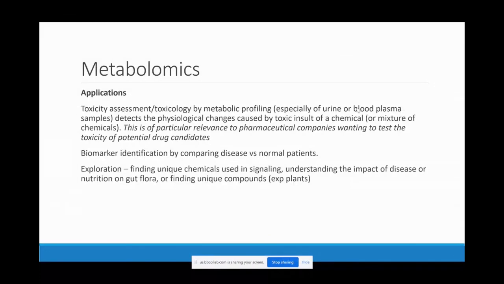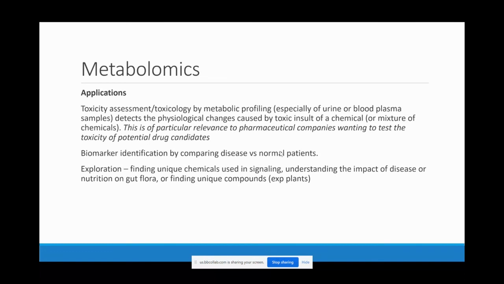Metabolomics also gets used to do biomarker identification. Just like in proteomics, you can do a comparison of disease or normal patients and see if there's a particular marker that might help you identify if patients have a particular disease. For example, they might have a hormone that's upregulated in their blood. A lot of hormones are small molecules, so that would count under metabolomics.